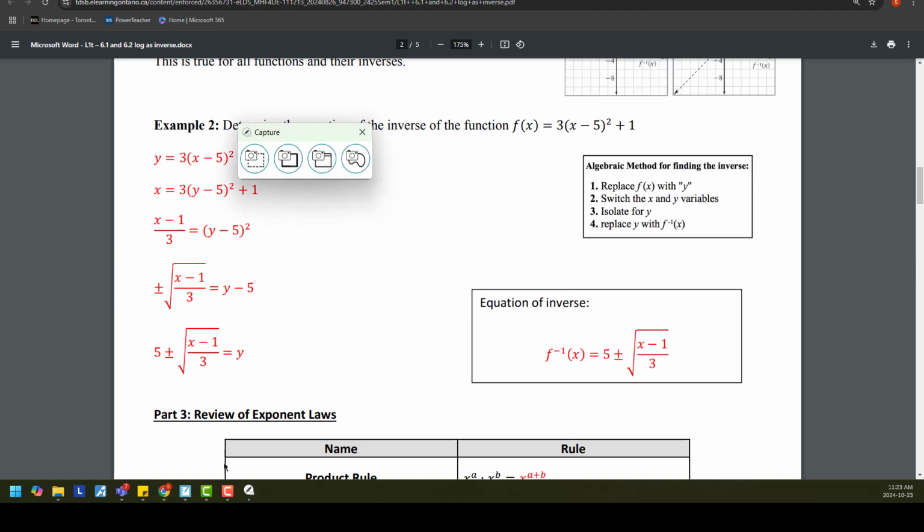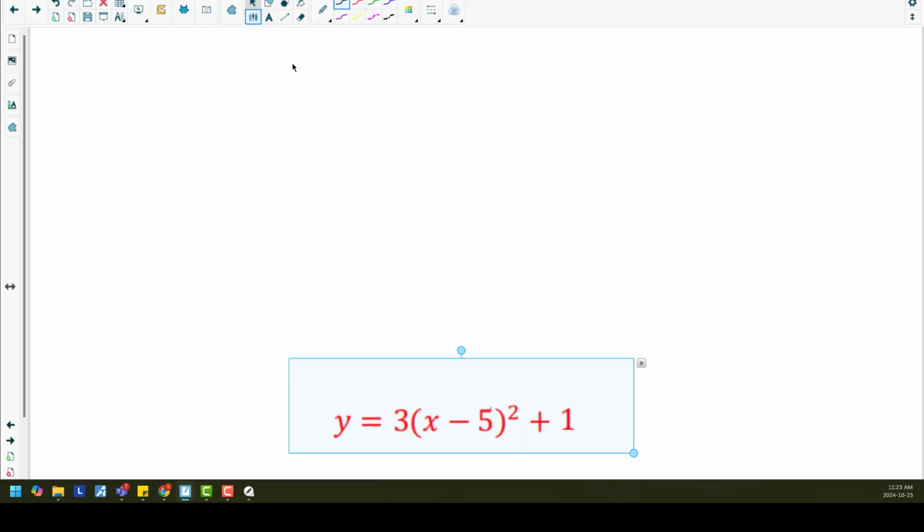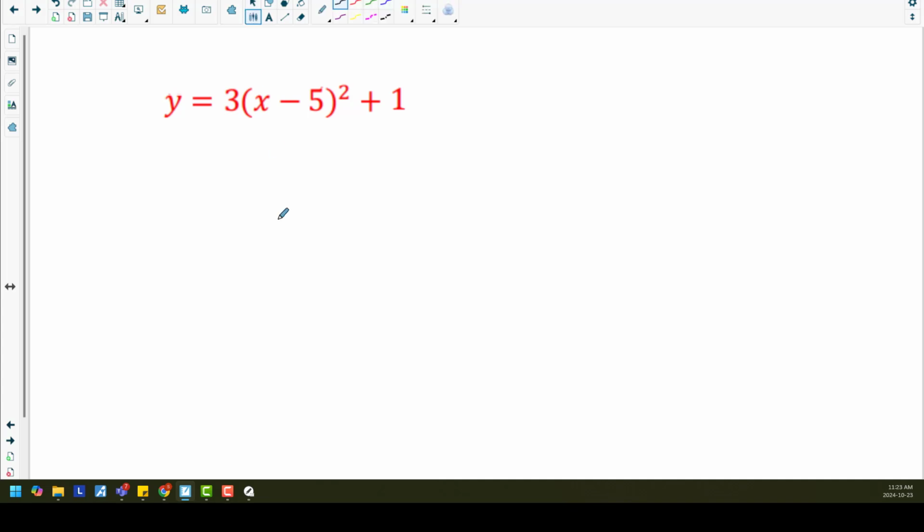because this is a little bit more difficult. So step 1, write y equals instead of f of x equals. Now once you have y, swap your x and y's. So this becomes x is equal to 3 times (y minus 5) squared plus 1. For a quadratic equation, make sure that you are in vertex form. Otherwise, it will be very difficult for you to find the inverse.